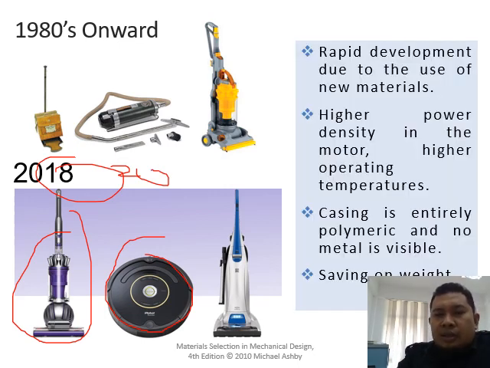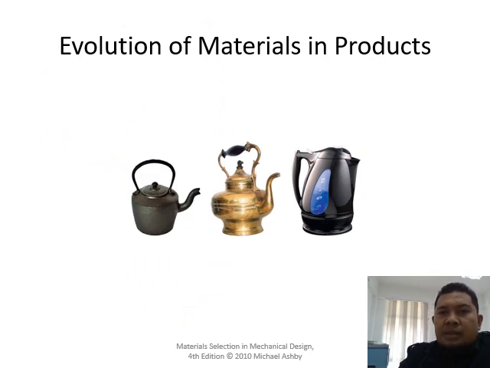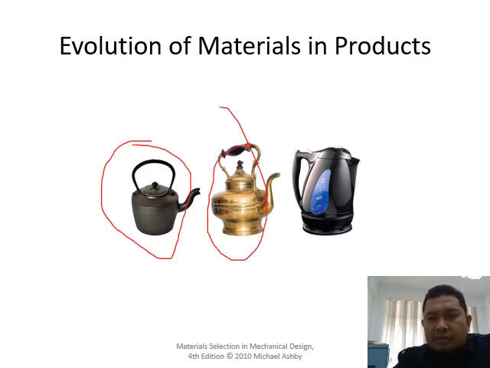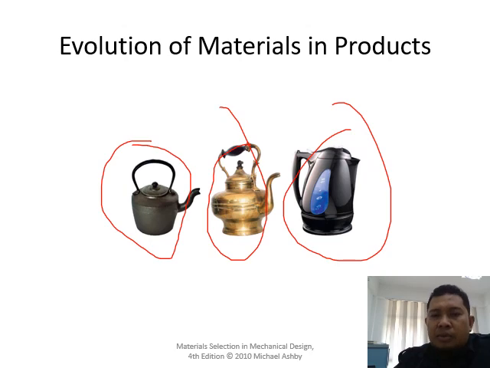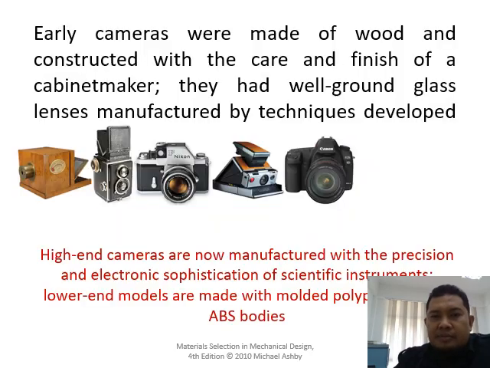So of course, the materials usage over here has changed rapidly. Over here, metals and plastic, and here it becomes purely more on plastics. Even the blade over here is made from plastics. Here's another example for the evolution of materials in products. You can have a steel kettle, bronze kettle, plastic kettle. All have the same function to heat water and to retain water inside it.